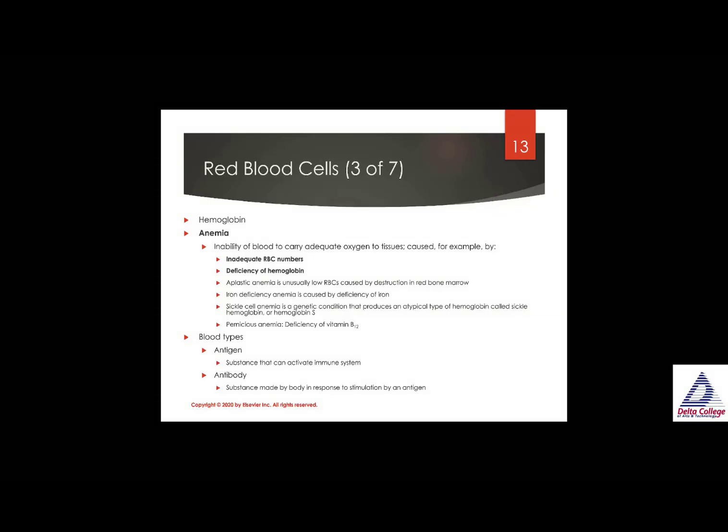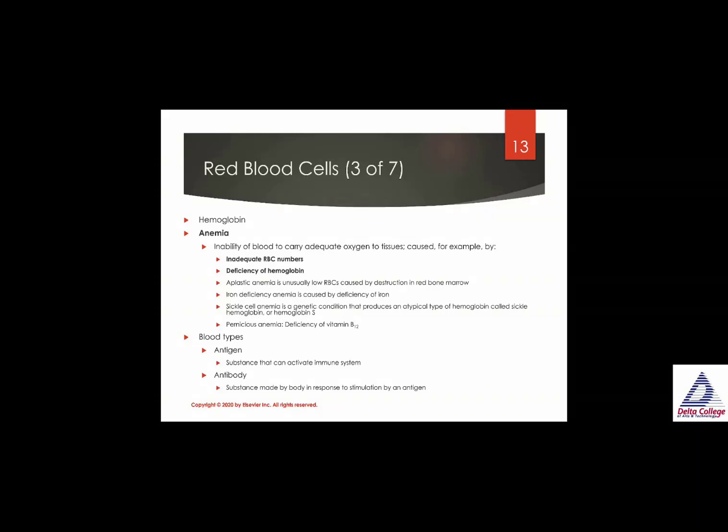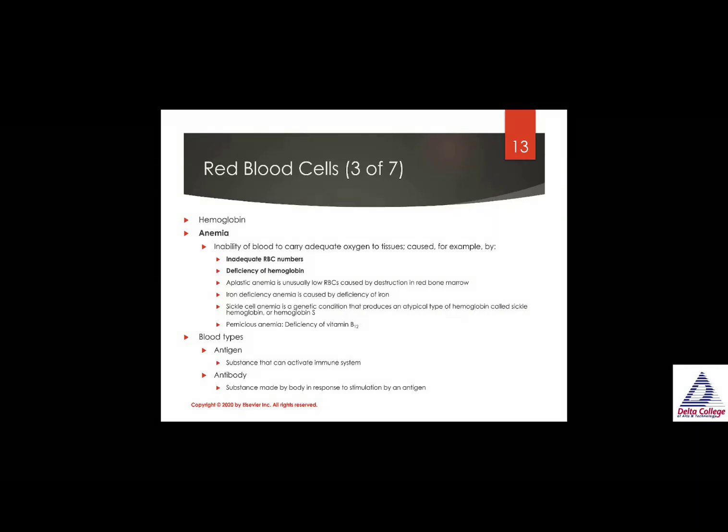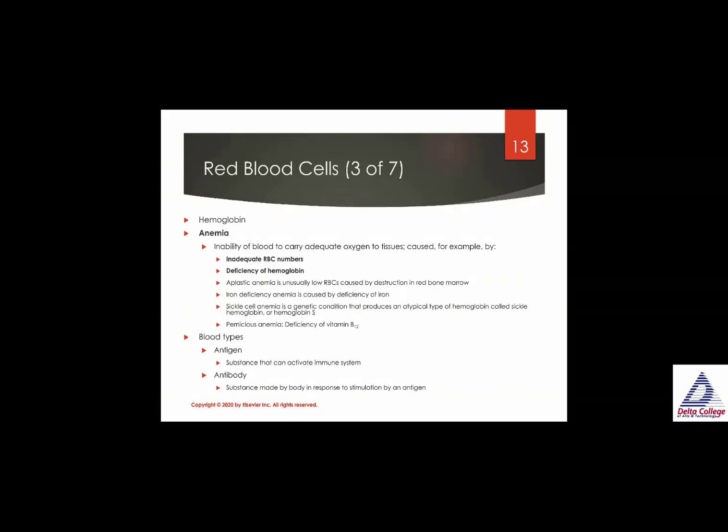Pernicious anemia is a deficiency of vitamin B12. Pernicious anemia can happen because maybe the stomach isn't producing intrinsic factor, which is necessary for vitamin B12 to be broken down and utilized in the body. Or it could just be that someone doesn't have enough B12 in their diet.